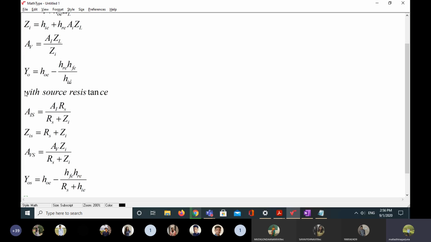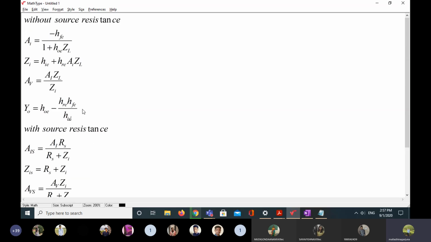If you go for the simplified model, then you will get some equality, and I will tell you how we get that equality. But here both are different. ZI is different, HI is different. HI is the H parameter input impedance of CE, that is the transistor, not the amplifier. ZI is the input impedance of the amplifier. Mistakenly I wrote HI, but that is ZI only.